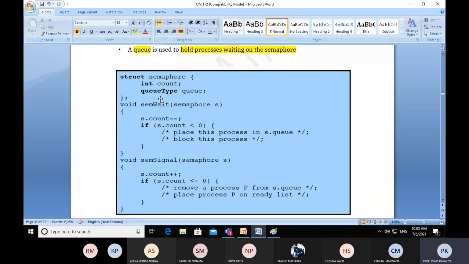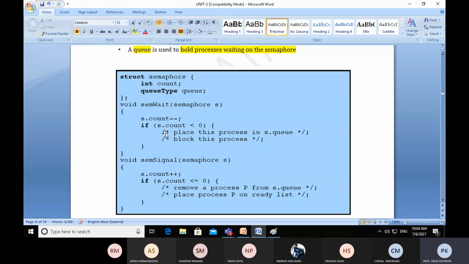In the operating system, q type is again a class, or you can say it is again a structure. So we declare a q variable of type q type, and q type itself is a structure. Now the closing of the curly bracket, then a semicolon, this is the syntax of a structure. And one function is called void seam wait, which takes s as a variable of type semaphore structure.